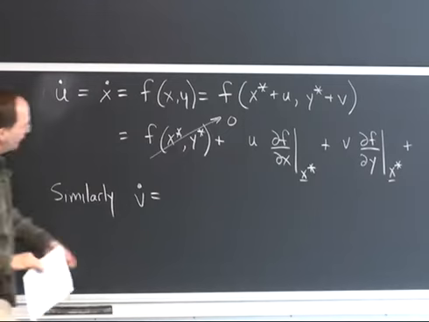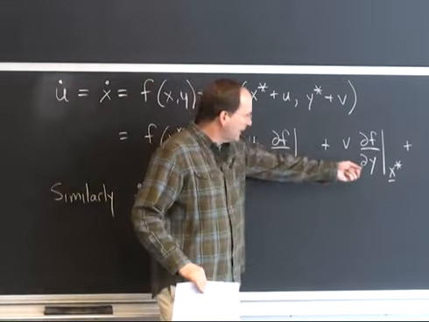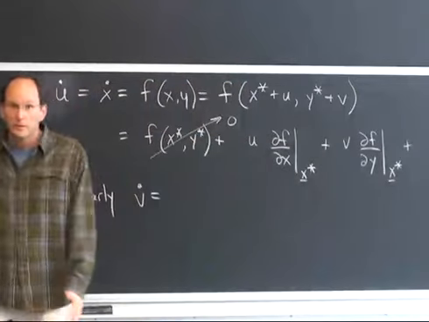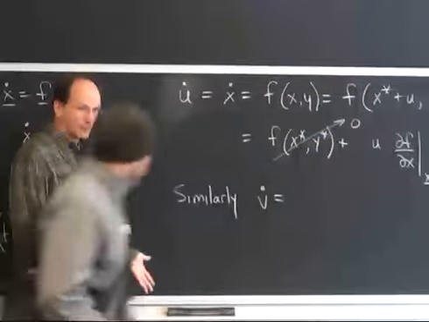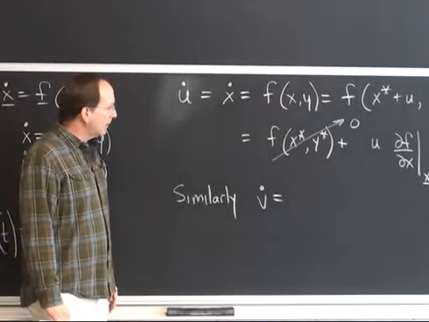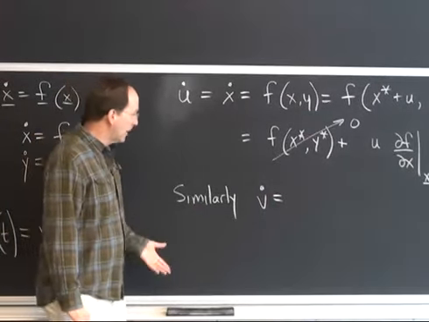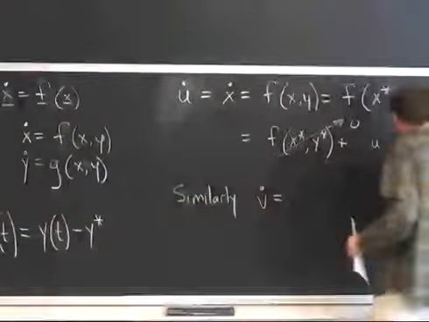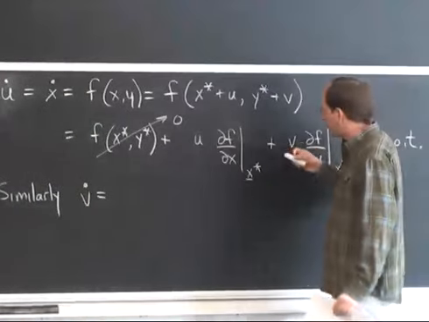Also, it sort of looks like there are functions here, these partial derivatives, but keep in mind that they're just numbers, right? They're functions evaluated at a specific point. So they are really effectively just numbers and don't depend on time. The only thing that depends on time is the u and the v.